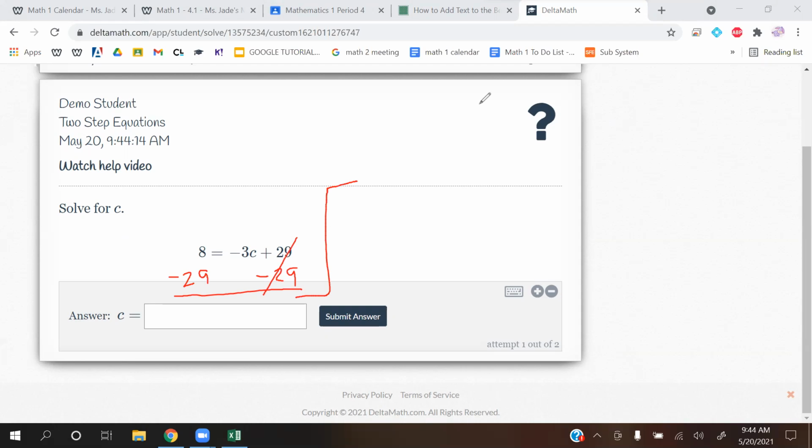I'm going to rewrite this answer over here. So 8 minus 29 will be negative 21. Negative 3C, I'm just going to bring it straight down. And then the plus 29 and the minus 29 cancel out. So we're ending up with negative 21 is equal to negative 3C. That was our first step. Remember, this is a two-step equation, so there's one more step.